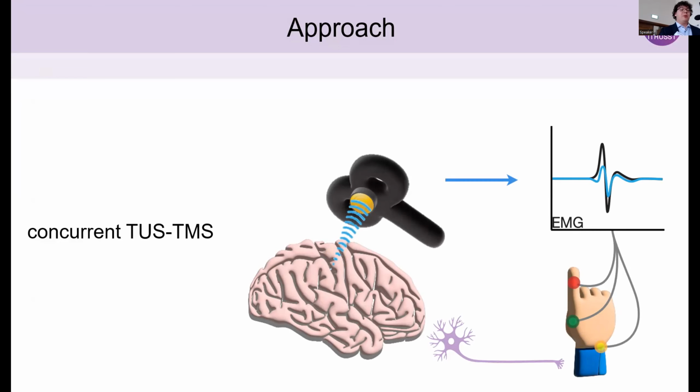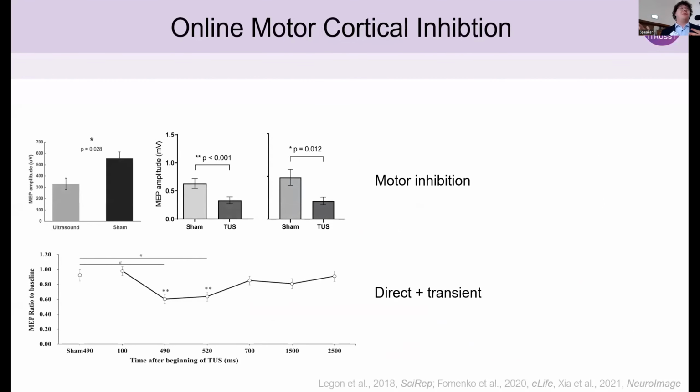So that's the general approach that we take, and it's not original. It's been done before. Here you can see some work by Professor Lagon, Dr. Flamenco, and then Dr. Shia. What we've observed here is direct online motor cortical inhibition following ultrasound, which is reflected by an attenuation of MEP amplitudes following TUS. And what you can see on the lower panel is that this is a transient effect. They applied ultrasound for 500 milliseconds, and you can see that motor inhibition does not exceed stimulation for longer than about 20 milliseconds.